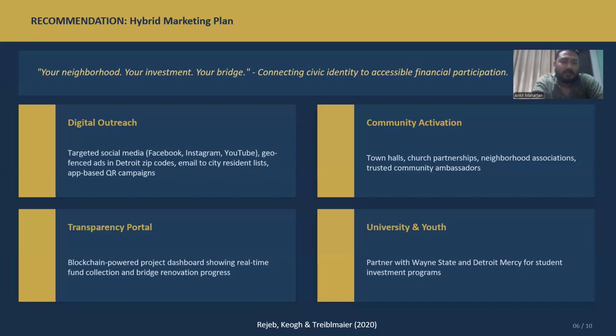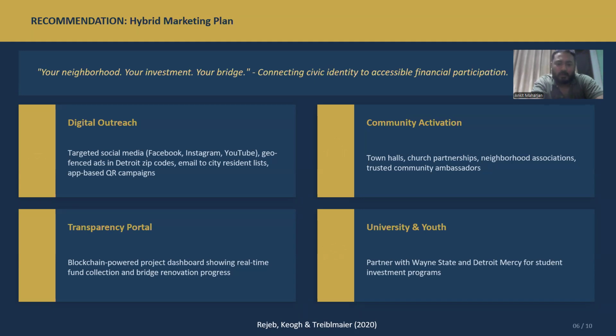The recommendation is the hybrid marketing plan, a full hybrid marketing campaign. You can see the powerful message: your neighborhood, your investment, your bridge. There are four pillars that make up this plan. First, digital outreach, which targets social media on Facebook, Instagram, and YouTube. Another is community activation, which covers town halls, partnerships, and neighborhood associations. The key here is using local ambassadors and real community voices, not corporate scripts.